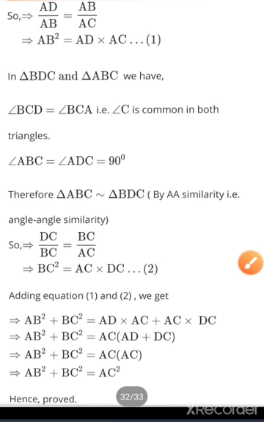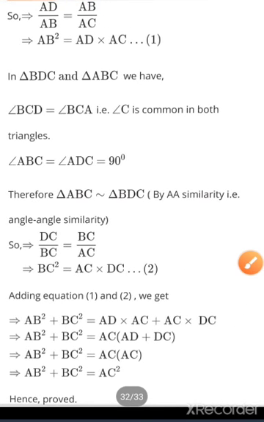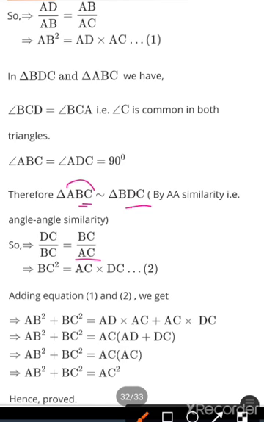Again, take triangle BDC and triangle ABC. Here, angle C is common, and in triangle BDC, angle D is a right angle, and in triangle ABC, angle B is a right angle. So, again by AA similarity, these two triangles are also similar to each other. Now the ratios of corresponding sides are equal. DC by BC is equal to BC by AC. By cross multiplying we will get BC square is equal to AC into DC.